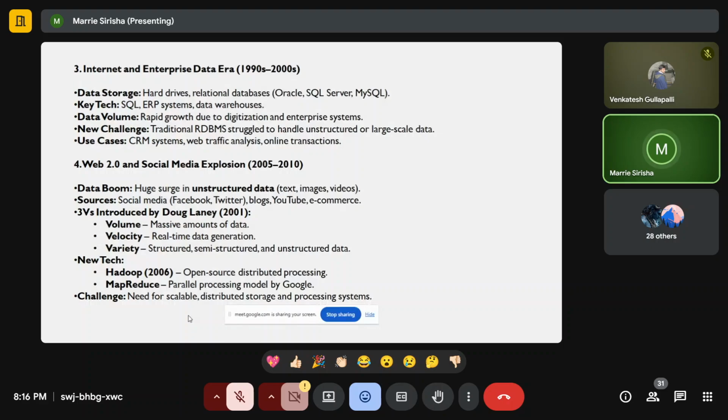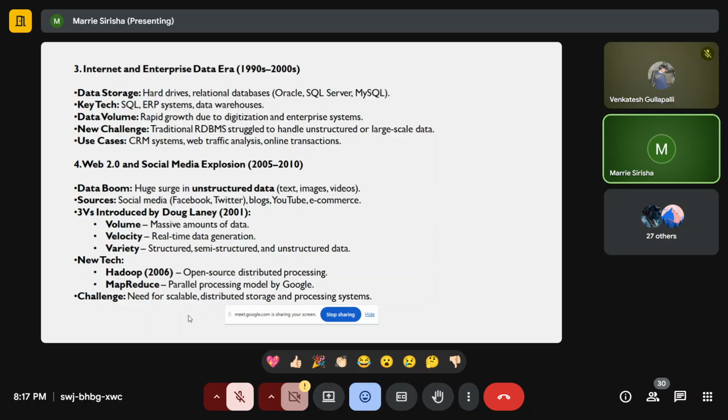సో వాట్ ఈస్ ద డేటా స్టోరేజ్ హియర్? హార్డ్ డిస్క్ and relational database, like the rise of the internet gradually increased. And also we have found the technologies like Oracle, SQL Server, and MySQL, etc. And what happened? The key technology we are using here is SQL, ERP systems, and data warehouses. Okay, and how was the data volume? Data volume అనేది rapid గా growth ఉండే due to the digitalization and enterprise systems. And what are the challenges we faced? Traditional RDBMS struggle to handle unstructured or large scale data.